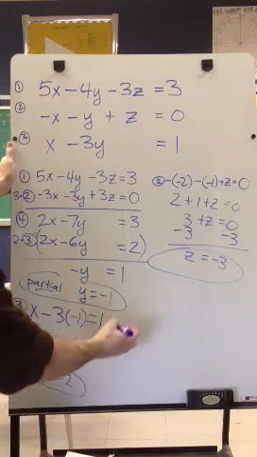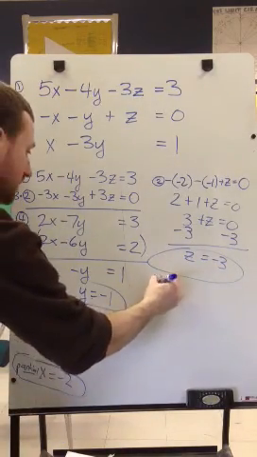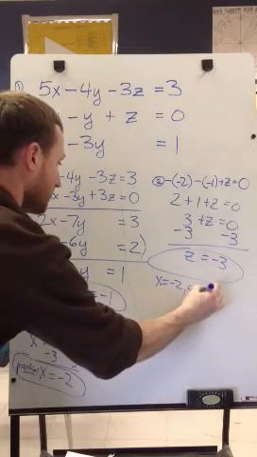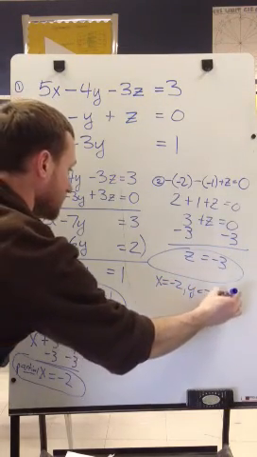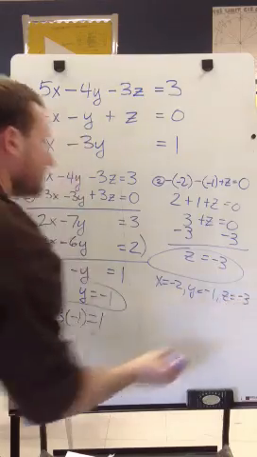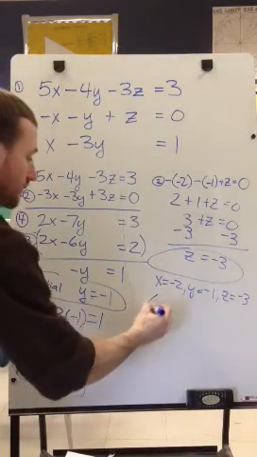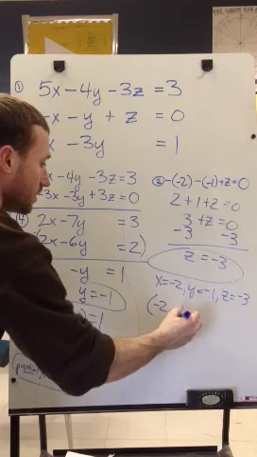Okay, now I have x is, I'm going to put them all together. X is negative 2. Y is negative 1. Z negative 3. So my solution, therefore, is negative 2, negative 1, negative 3.